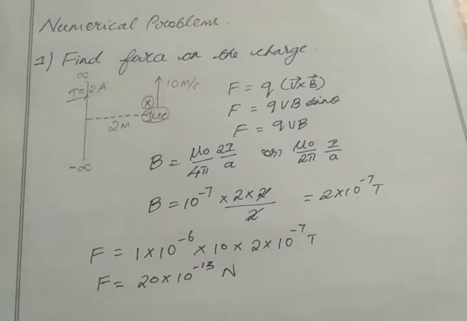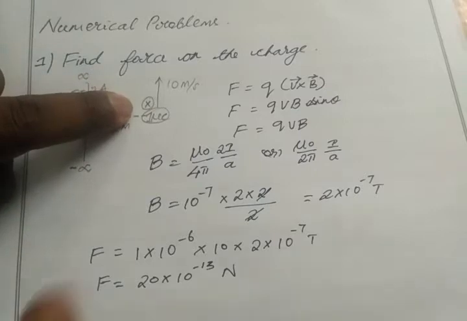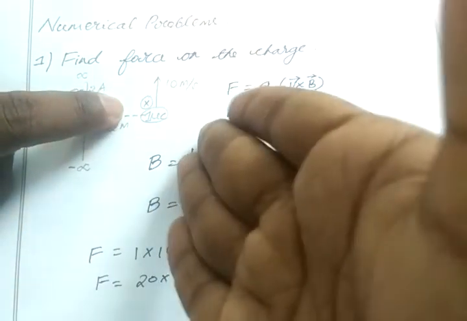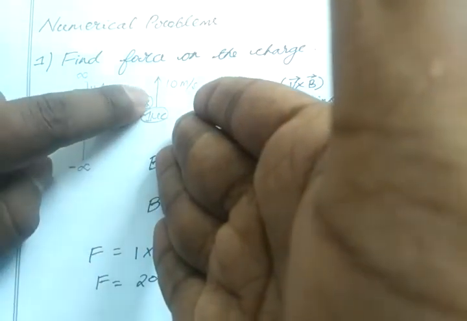So what is that? Here I have cross field, right? So my four fingers go inwards the paper. Okay, my four fingers go inwards the paper. Clear? Four fingers go inwards the paper. My thumb shows the direction of motion of charge.